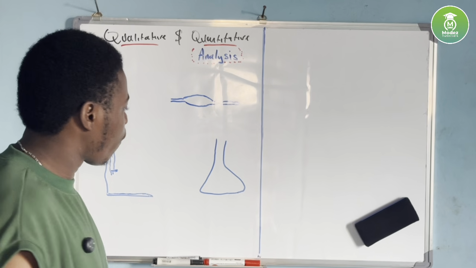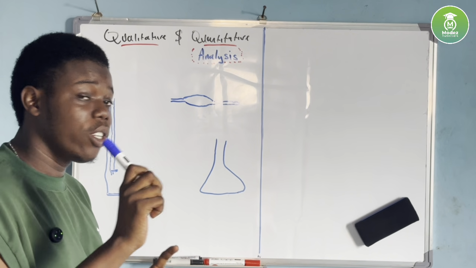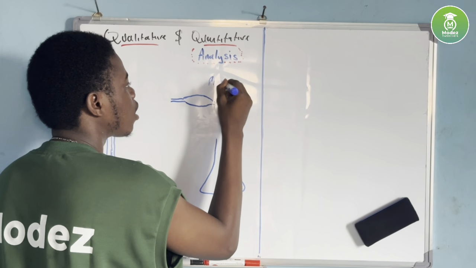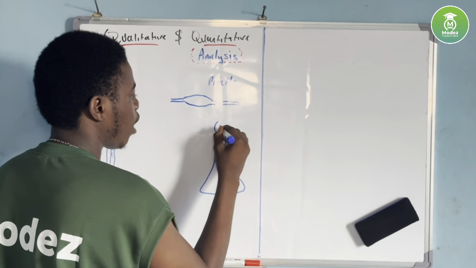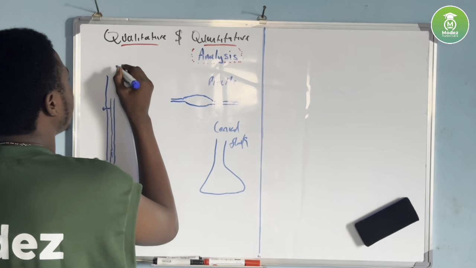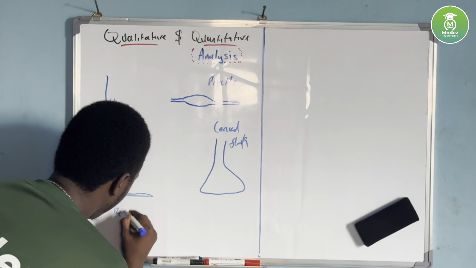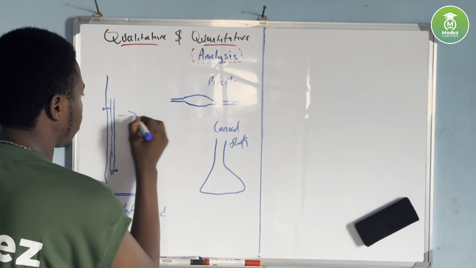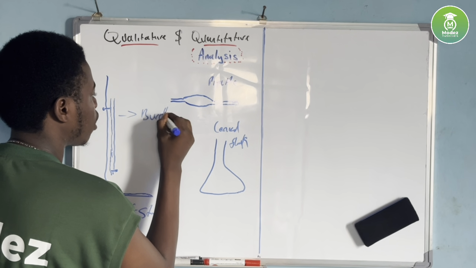So first of all, this is your conical flask. I'll tell you the function of each of them. This is your pipette. This conical flask. Then this is your retort stand, with your burette here. This is your burette.